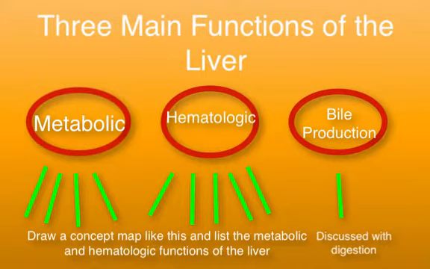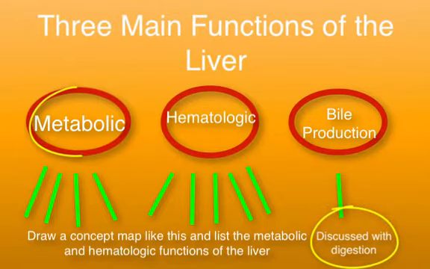It's important at this point to separately discuss the metabolic regulation and the hematological regulation of the liver. Remember, the liver has three main functions: metabolic regulation, hematologic regulation, and bile production. The bile production was discussed with digestion, so here we will start with metabolic regulation.